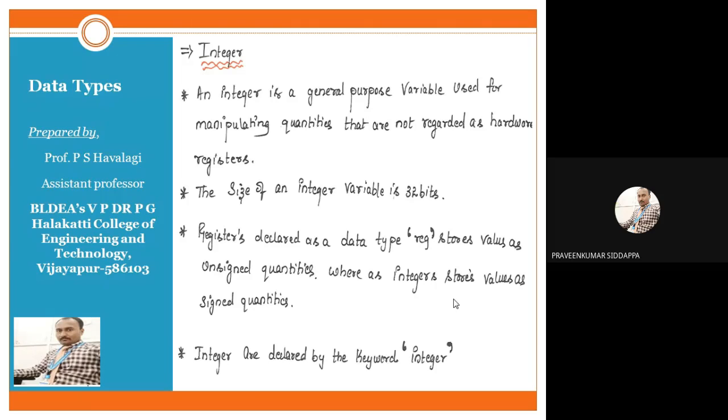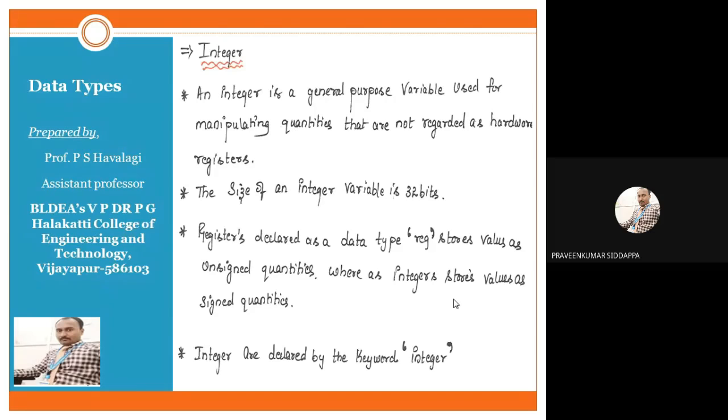The size of an integer variable is 32 bits. Remember, the size of an integer variable is 32 bits. If you have an integer value of more than 32 bits, we cannot provide it to your code. Only if it is 32 bits wide can we provide it to your code.